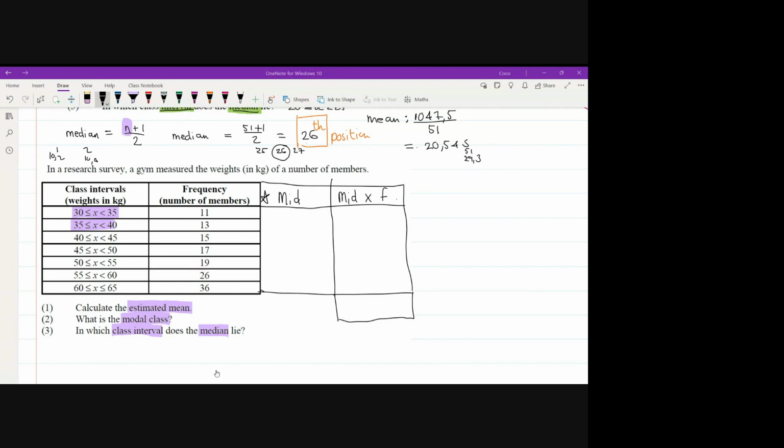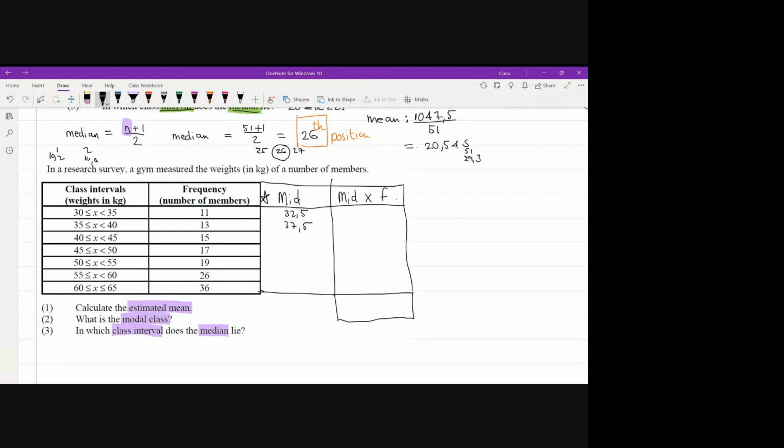All right, peeps, let's have a look at these answers really quickly. It's okay if you didn't get to finish. I know it's a long question, but let's catch up on what to do here. First thing we're going to do is look for our midpoints for each of our class intervals. Starting with that first one, I'm going to get 32.5. And the next one, I'd get 37.5.